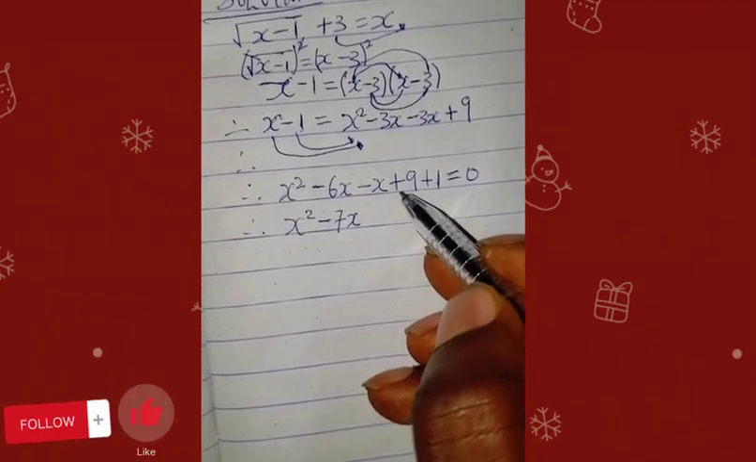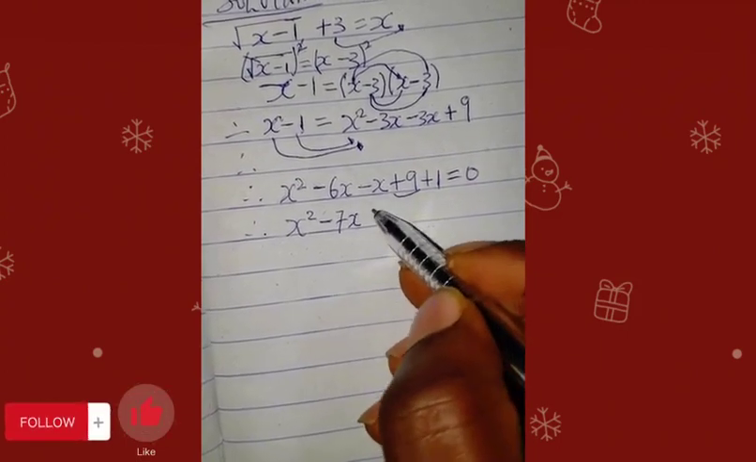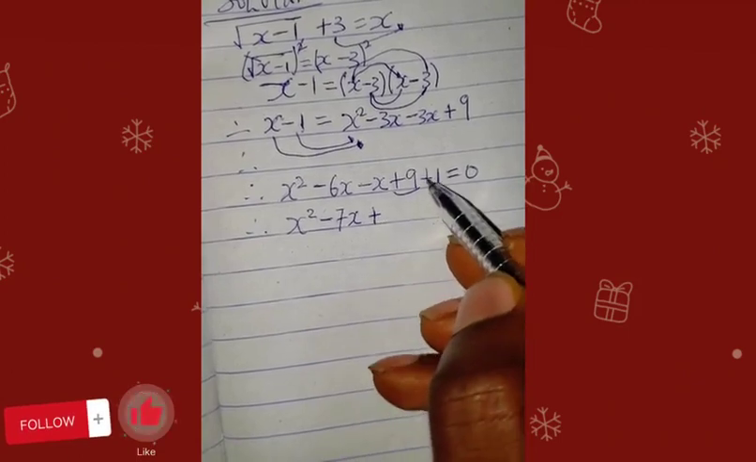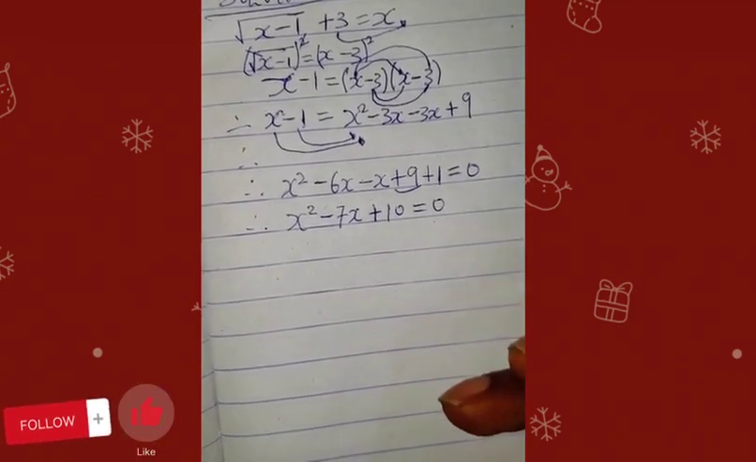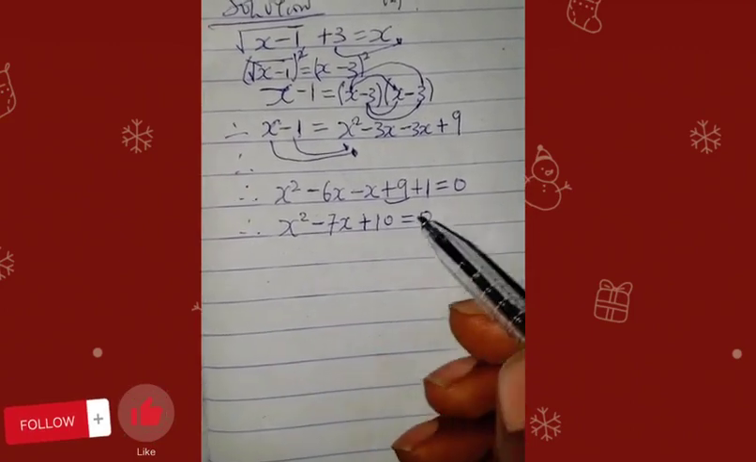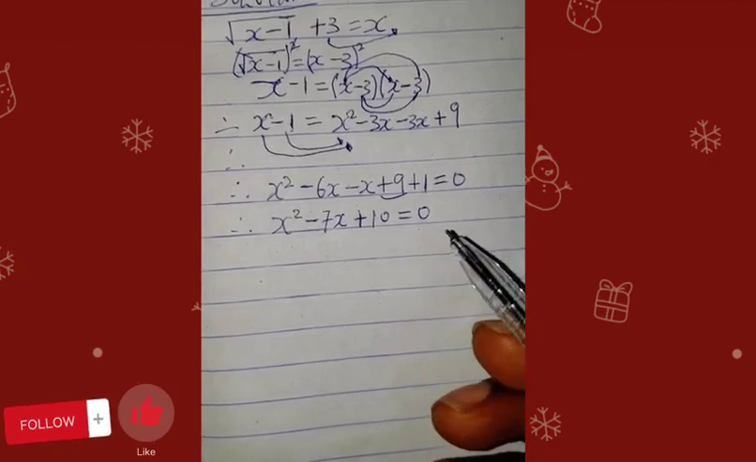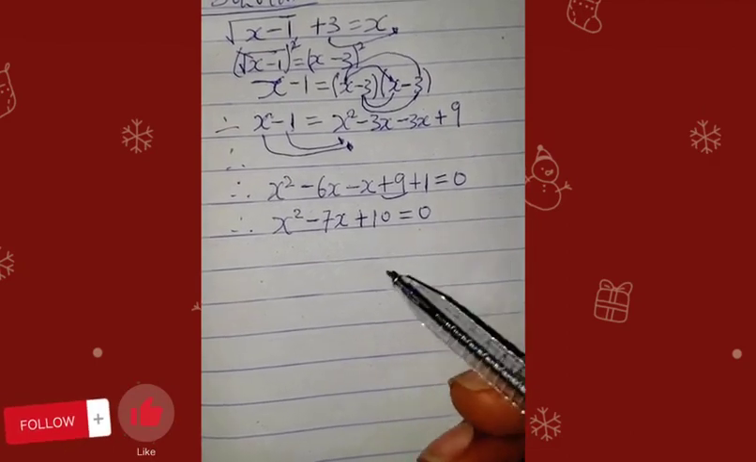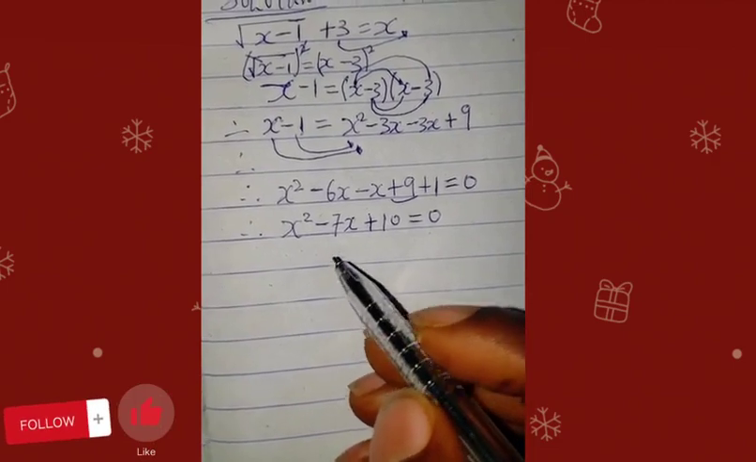Because the sign beside the highest number value is plus, you say plus 9 plus 1 gives us plus 10 is equal to 0. Now what we have here is a quadratic equation. Don't forget, in a quadratic equation you either use the quadratic formula or you factorize. So let me use the factoring method now.